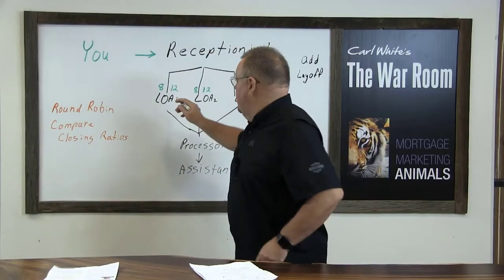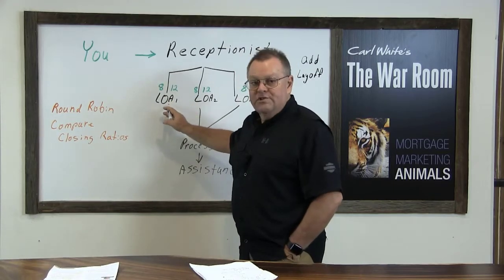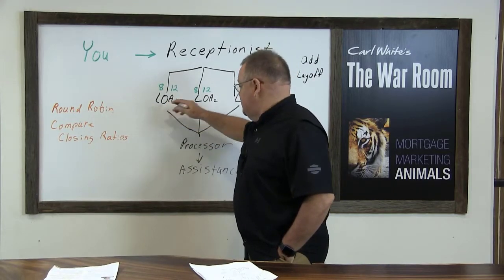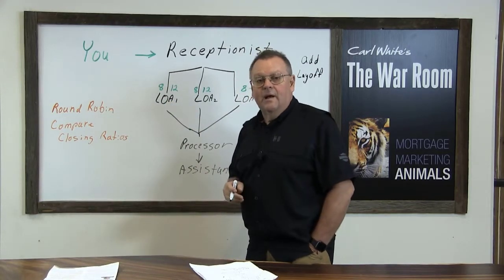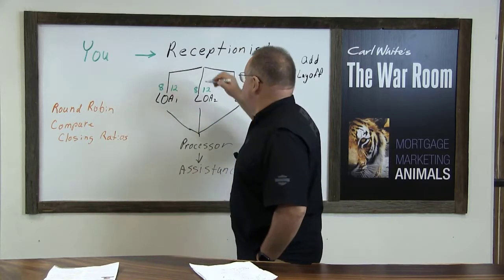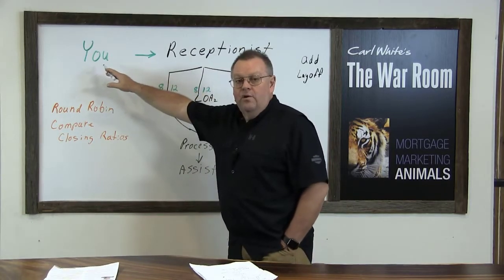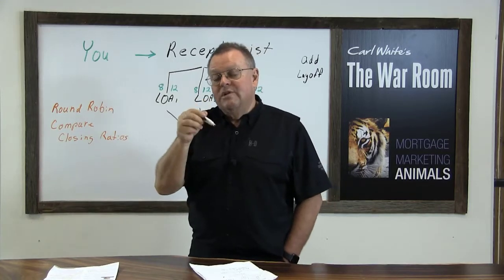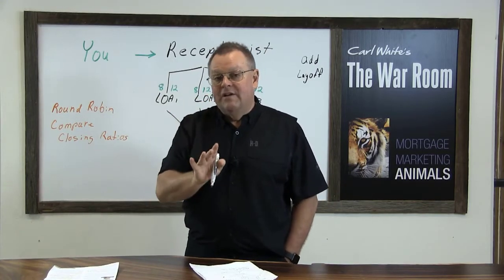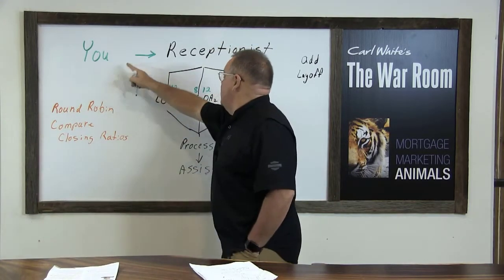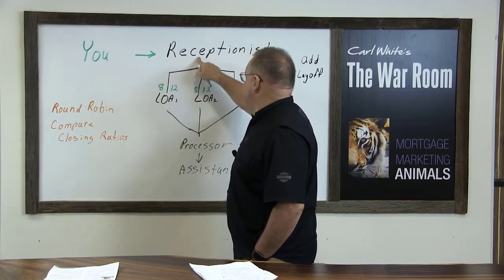Once the deal is sold, you give that file back to loan officer assistant one, Jimmy, and between Jimmy and the processor, they take that file to closing. So what that team looks like is you making the phone ring, doing your Monday, Tuesday, Wednesday, Thursday activity, the proactive activity that makes the phone ring. You're out doing that. Receptionist answers the phone.